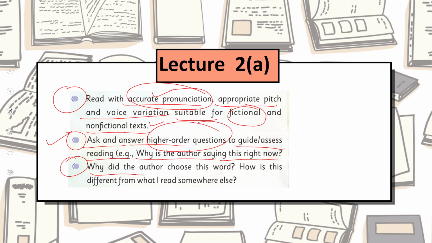We will talk about all these different questions, and we will see why the author chose this word in the text. What was the reason for choosing that specific word, and how is this different from what I learned somewhere else? So we will cover all these three learning outcomes in lecture number 2A.